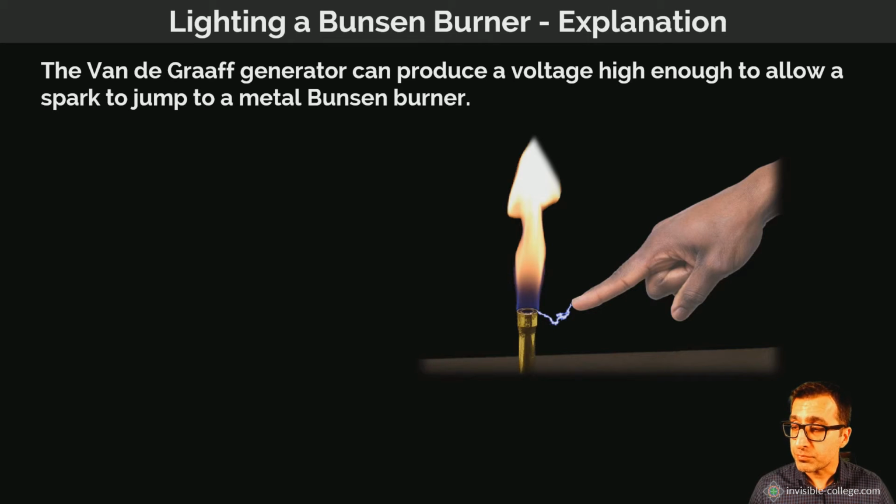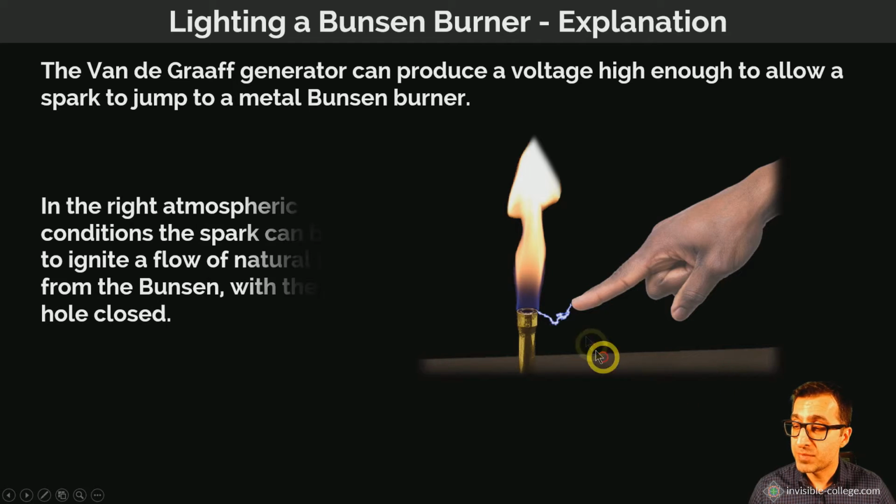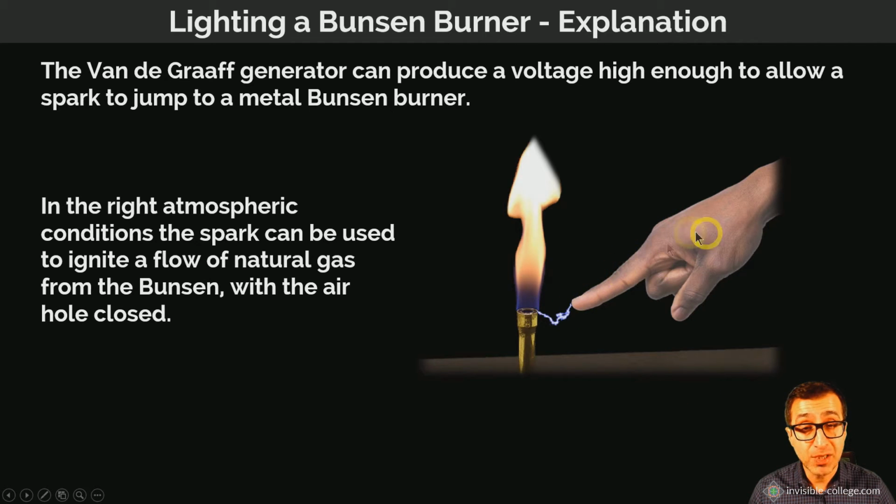Now, because your fingertip gets close to the edge of the Bunsen burner, the static charge that's built up on the surface of your body can jump across that gap to the Bunsen burner.